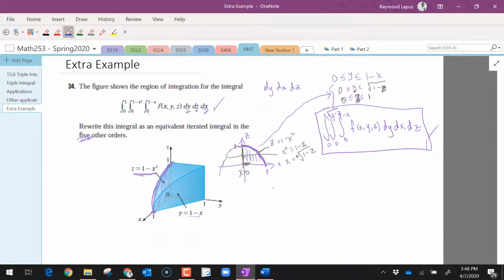For our next integral, let's do dz first, and then maybe dx, dy. All right, now with respect to z first, I would have to draw a line parallel to the z-axis. If I draw a line parallel to the z-axis, I would be going into this region. z is equal to, that's just the xy plane, so let's call that z equals 0.